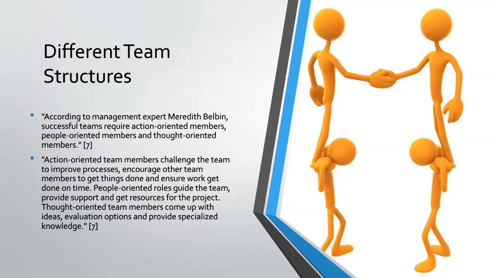Successful teams are composed of action-oriented members, people-oriented members, and thought-oriented members. These three types of team members and their roles are what allow the team organizational structure to work and is largely attributed to why it works so well. Working with a team that focuses or excels in different areas improves overall productiveness and effectiveness.